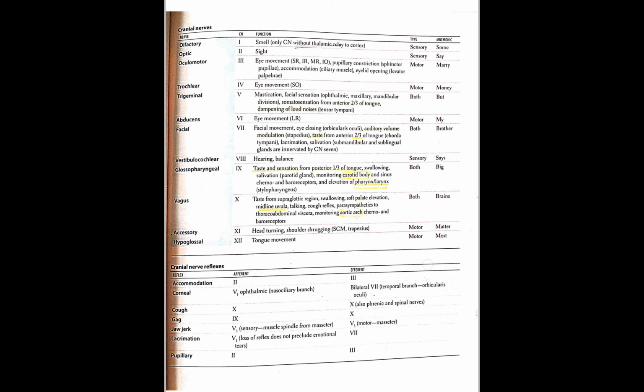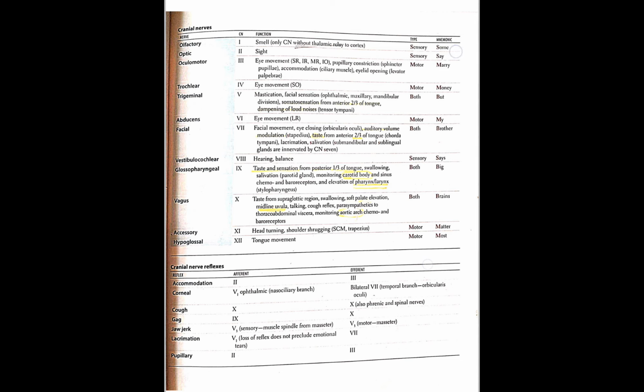Then next we see which are the sensory and the motor nerves, that we see briefly. So that is the mnemonic. Some say marry money, but my brother says big brain matters most. So first is sensory, second is sensory, third is motor, fourth is motor, fifth is both, and sixth is motor. So 3, 4, 6 we know motor for the eye, and fifth is both. Then seventh is also both. Okay, eighth is only sensory, and then ninth and 10th also both. And the 11th is only motor, and 12th is only motor.